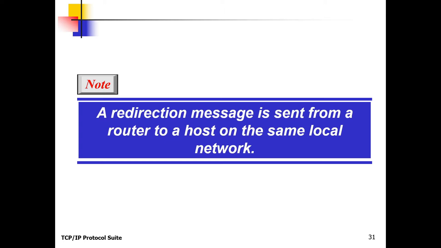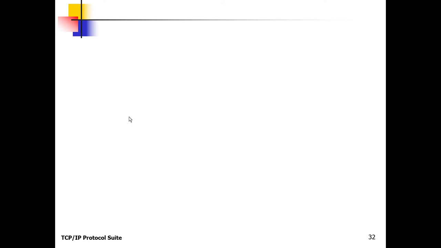All right, so now let's go back. We said for ICMP we have how many categories? 2. One is error reporting and the other one is queries. We finished the 5 for error reporting. Now there are 2 for queries, right? What is a query? A question and an answer. What's your name? My name is so-and-so. Question and answer, right? Queries.